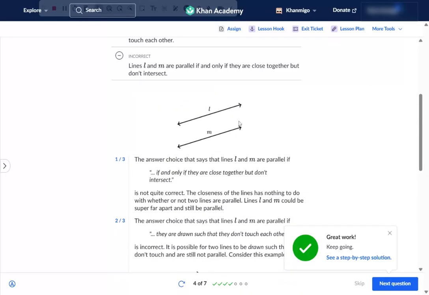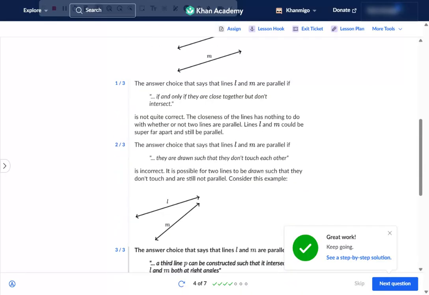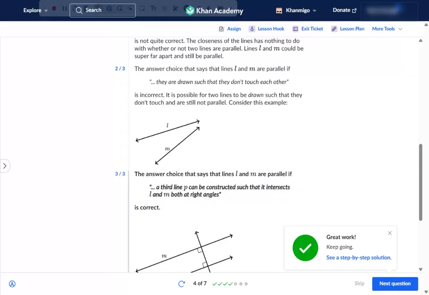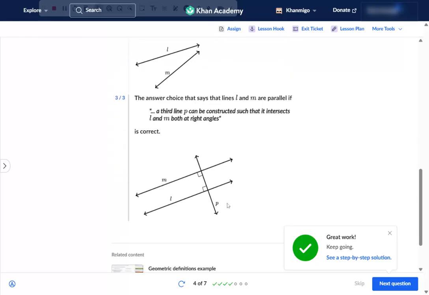Oh, good. They've got examples too. So if and only if they are close together but don't intersect, not quite right. Yep, closeness, it could be drawn different ways. If they're drawn such that they don't touch, oh, so these ones could be drawn that they don't touch, but eventually, because they're lines going on indefinitely, eventually they could touch. Ooh, that was a really good visual. And then perfect, this one. So if we've got right angles being formed, then it means they are going to be parallel.